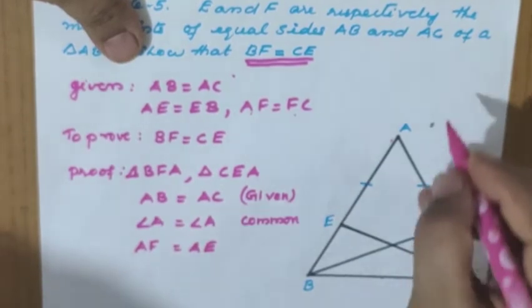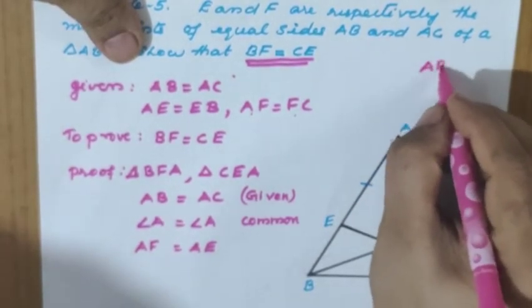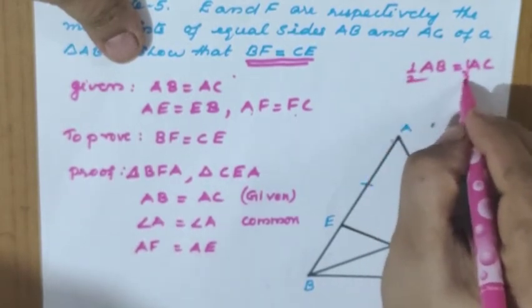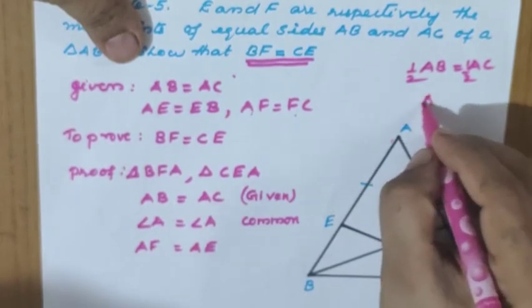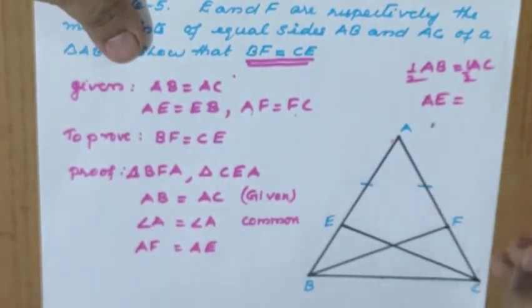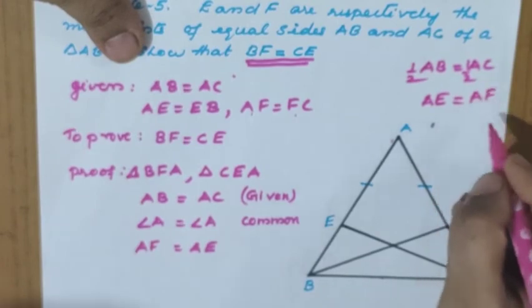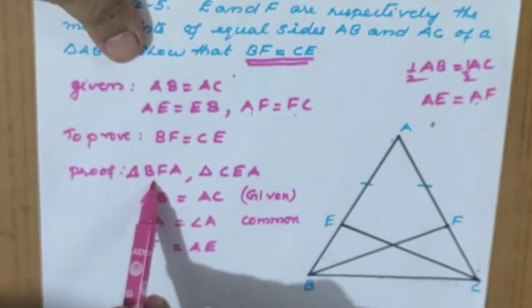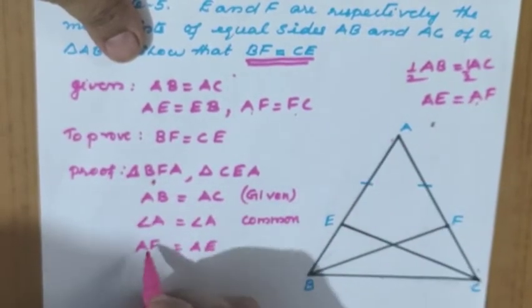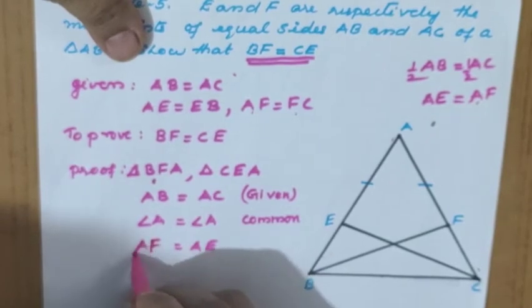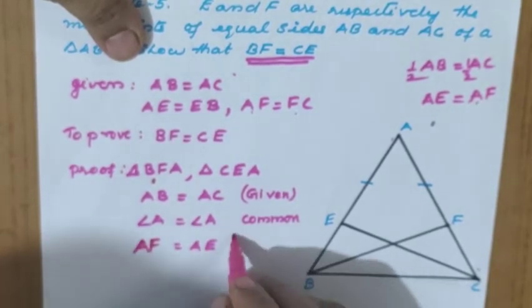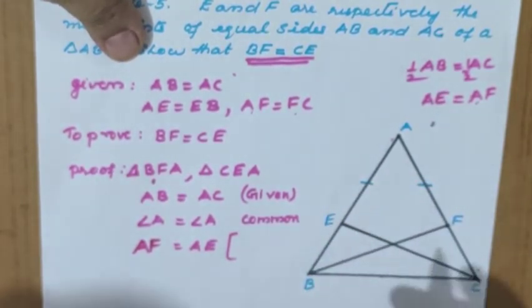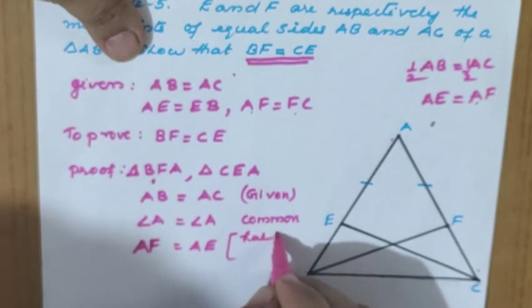I'll explain here. What is given in the question? AB equal to AC. Just divide by half here. So half of AB I can write as AE. Similarly, half of AC I can write as AF. Since the triangle BFA we have written first, side AF is coming first. So AF equal to AE. What is the reason we should write? Either you can write AB equal to AC, therefore half of AB equal to half of AC, or half of equal sides.